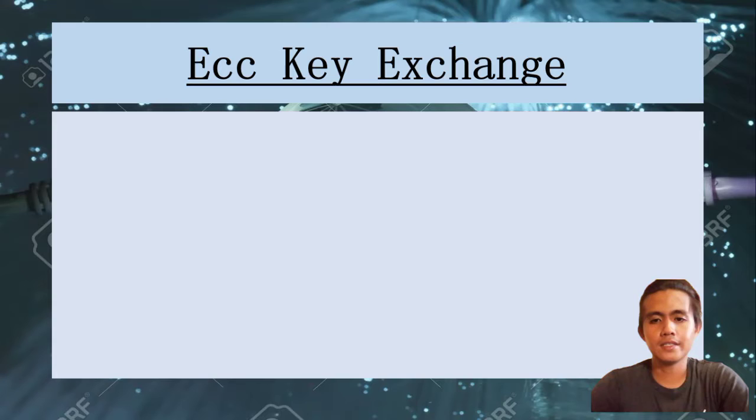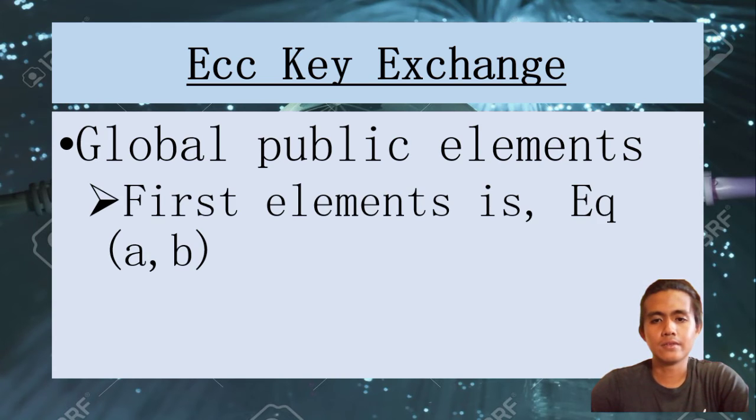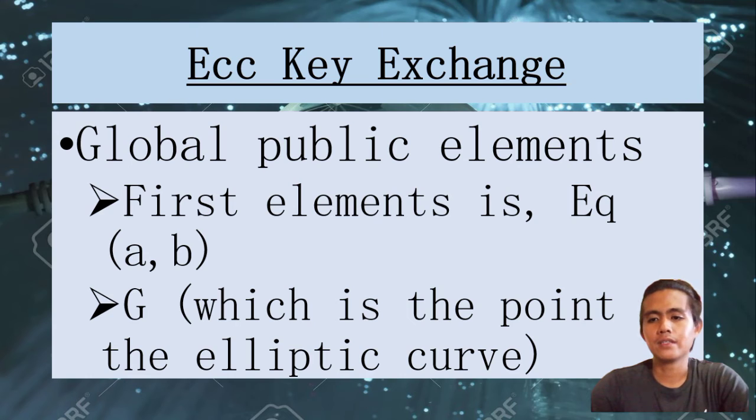And next, ECC key exchange. First, the global public elements. We need 2 public elements. The first element is E_q(a, b). E here is the elliptic curve with the 2 parameters, a and b, and q. q is any prime number or an integer of the form 2 raised to m. The second element is G, which is a point on the elliptic curve.